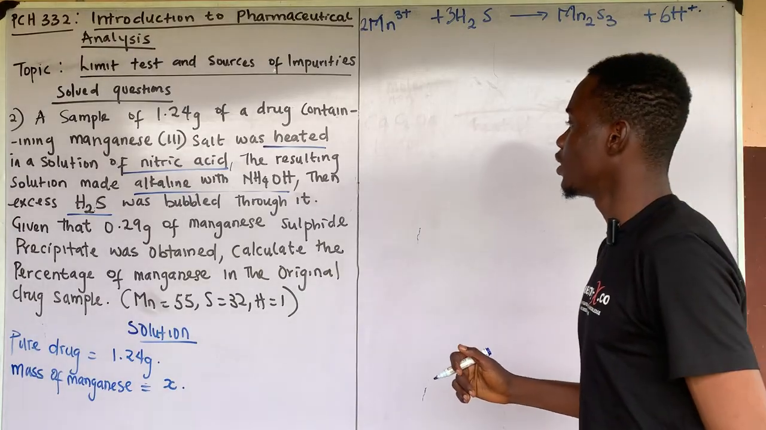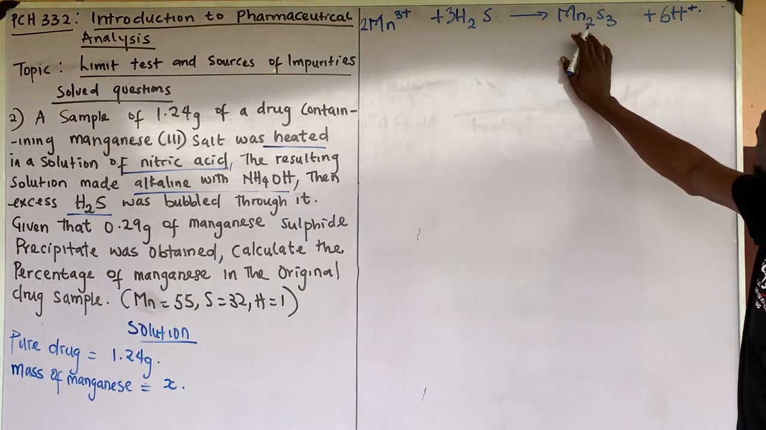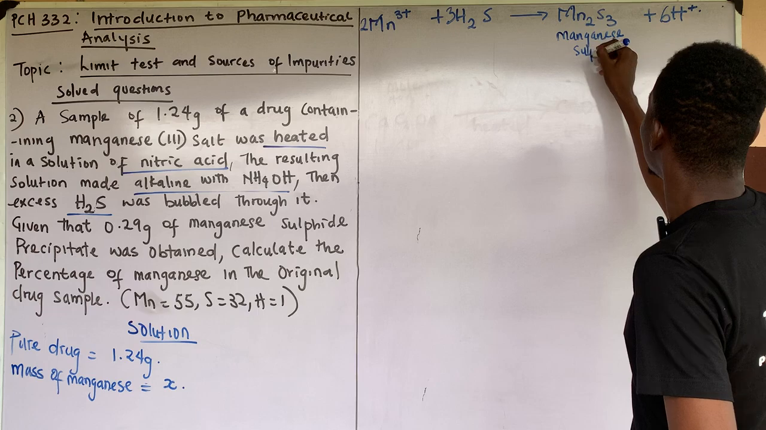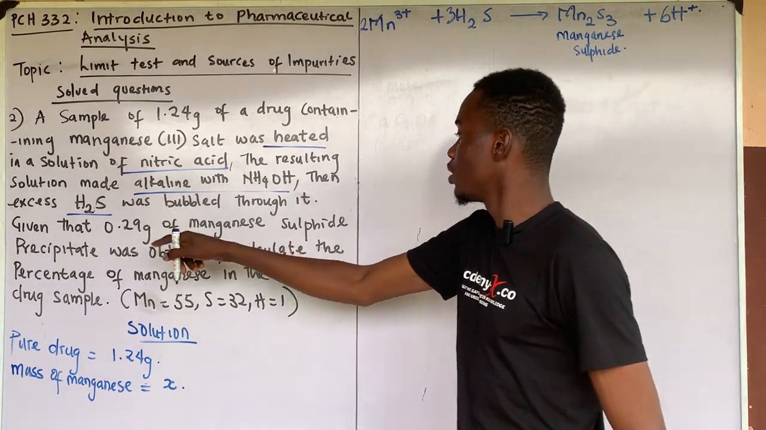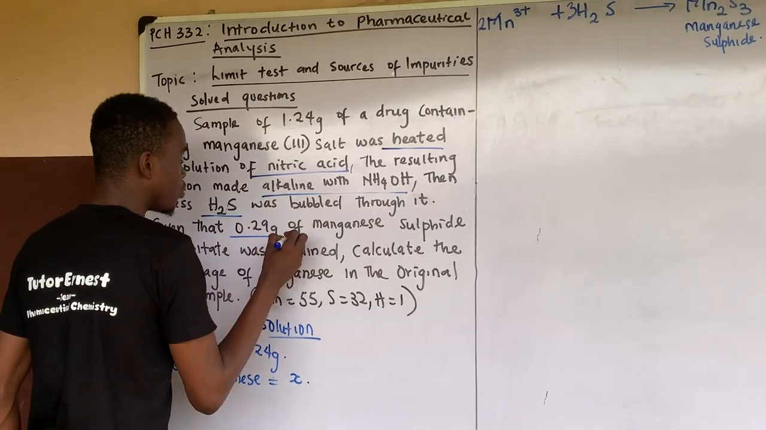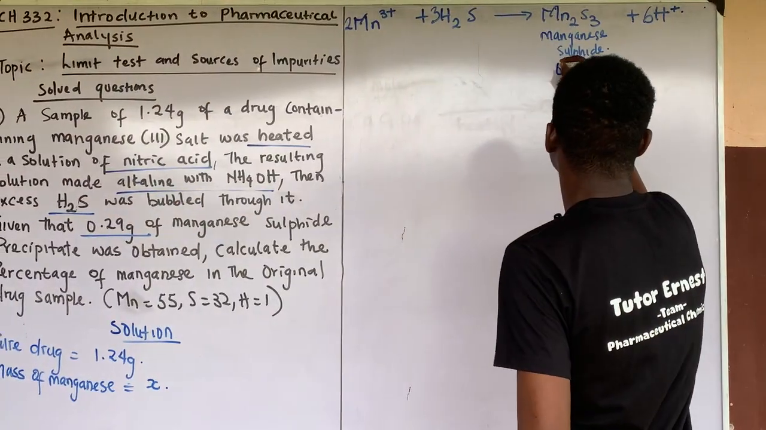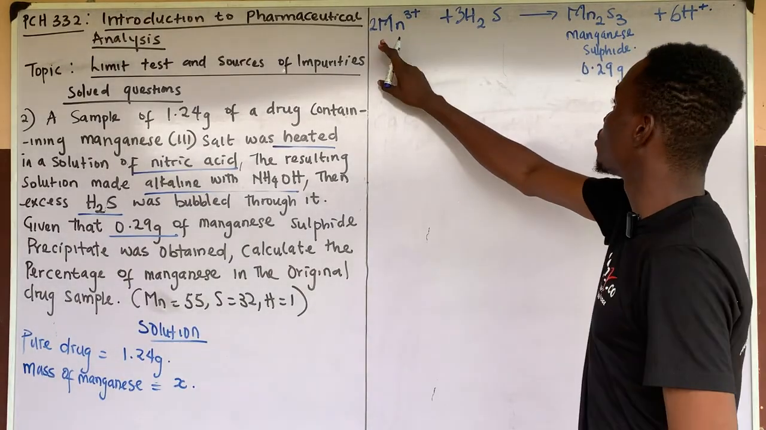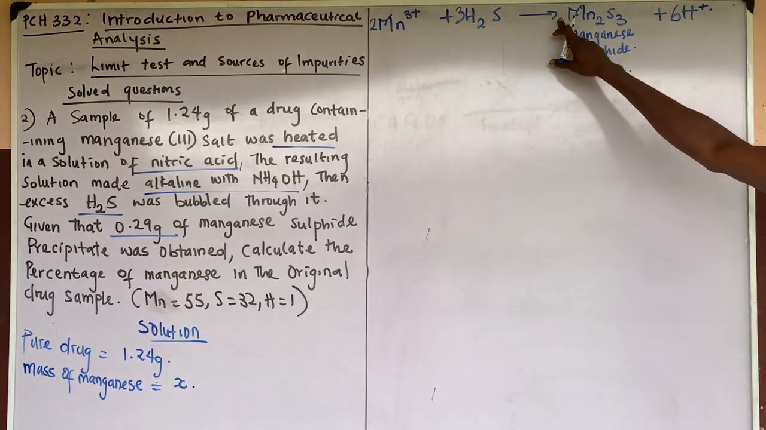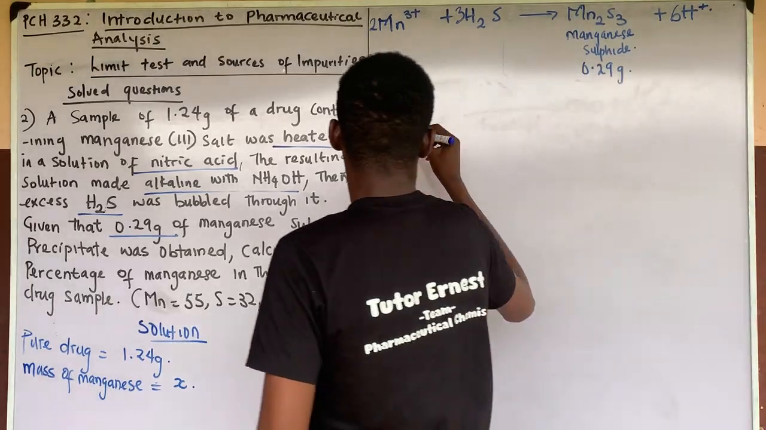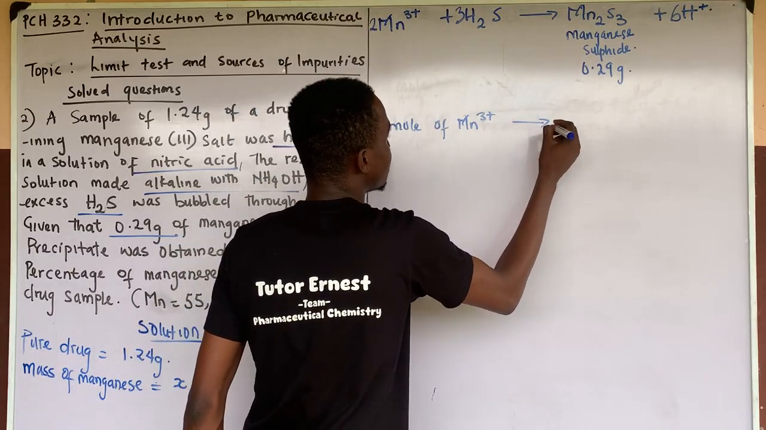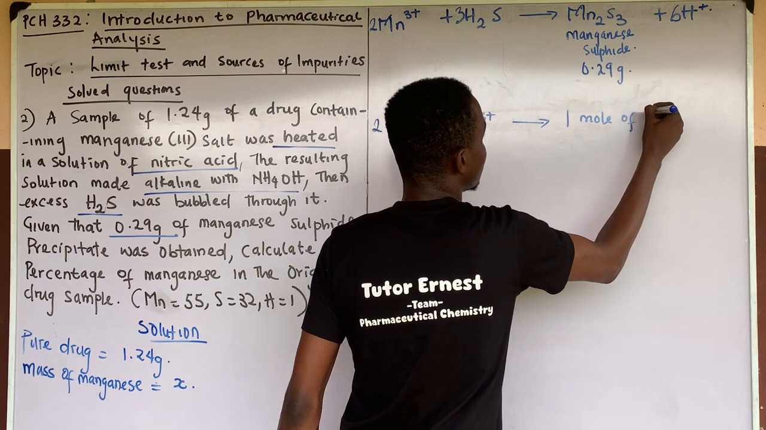Now, during the course of the reaction, a sulfide was produced. This is manganese sulfide. They gave us the gram of it being produced, that's 0.29 gram. Now, looking at this equation, 2 moles of manganese produced 1 mole of manganese sulfide. So we'll therefore say 2 mole of manganese give 1 mole of manganese sulfide.